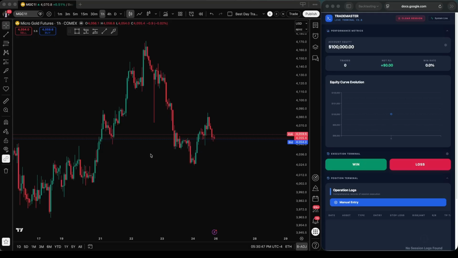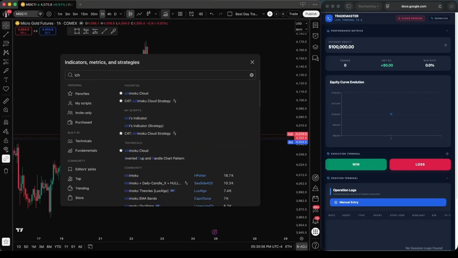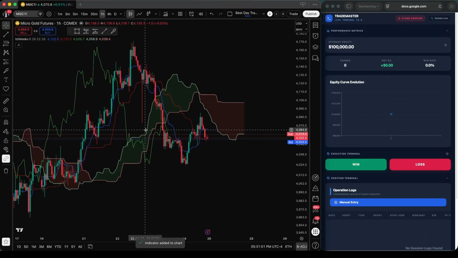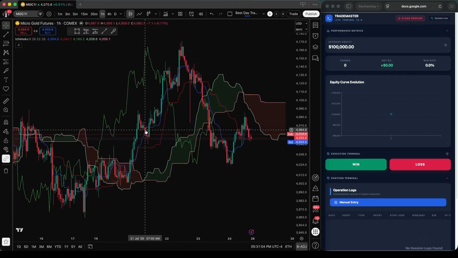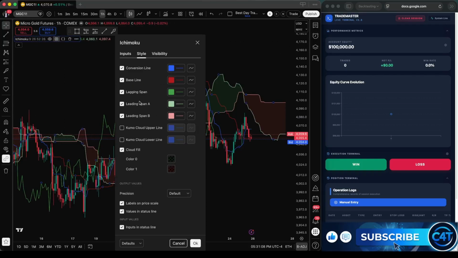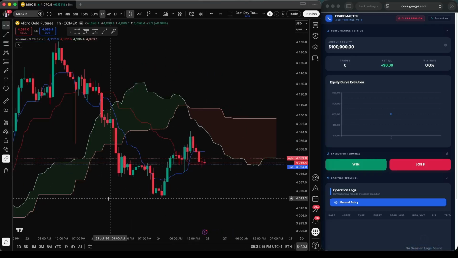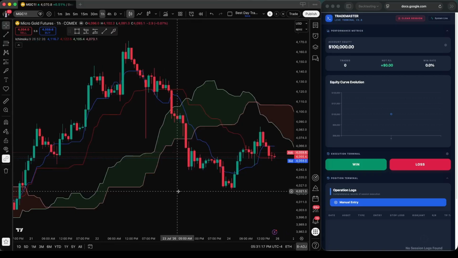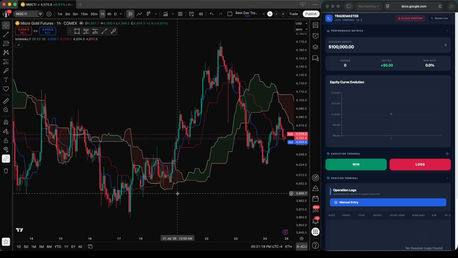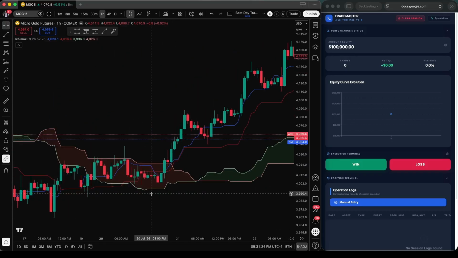The strategy itself is Ichimoku Cloud. So let's put that on first. The actual indicator itself does look very hectic. I personally do not like to use the lagging span, but I do use all the other ones. The other ones are good. You can change the colors of it if you want, so it can be clearer for you. But I will leave it like this for now.